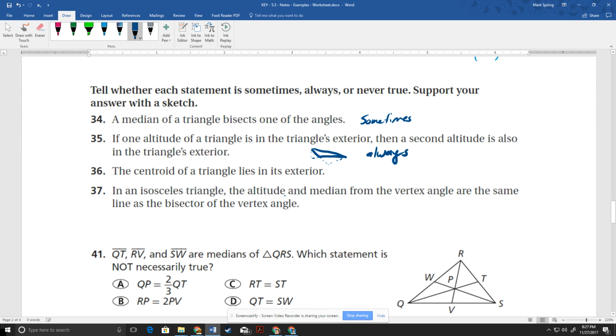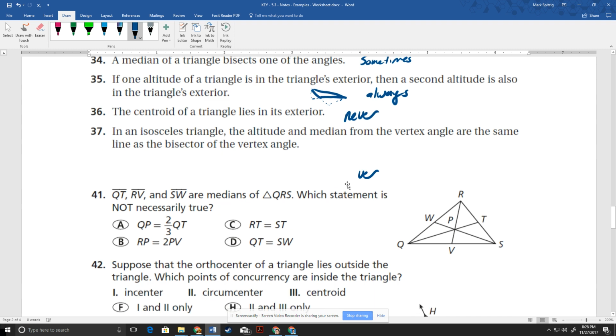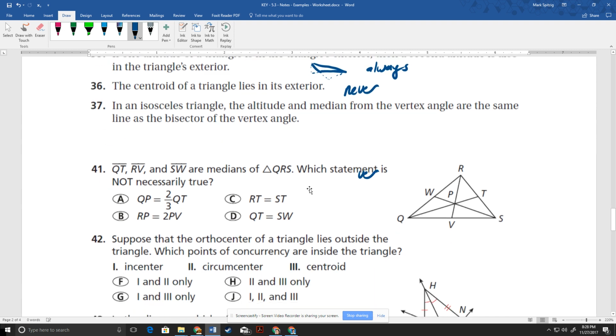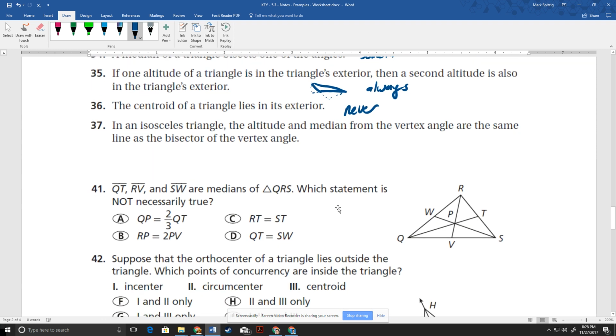The centroid of a triangle lies in its exterior. That is not true. That is never true. The centroid is always in the interior of the triangle. In an isosceles triangle, the altitude and median from the vertex angle are the same line as the bisector of the vertex angle. That actually is always true.